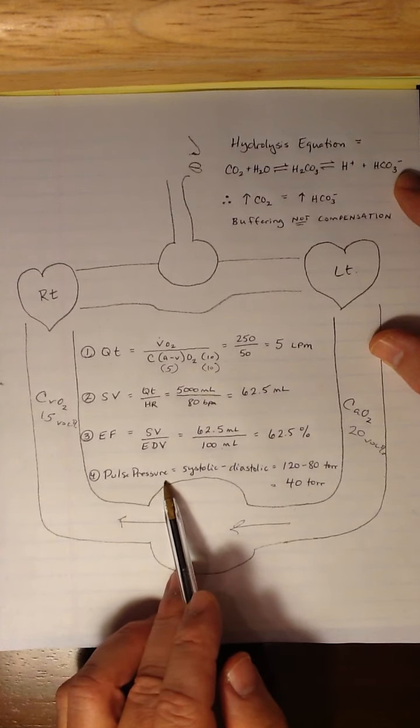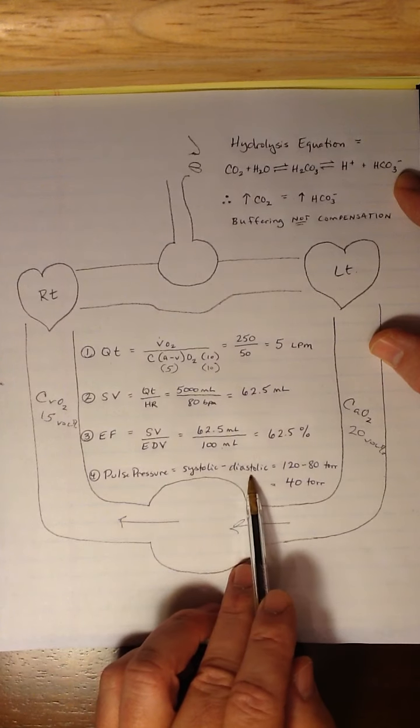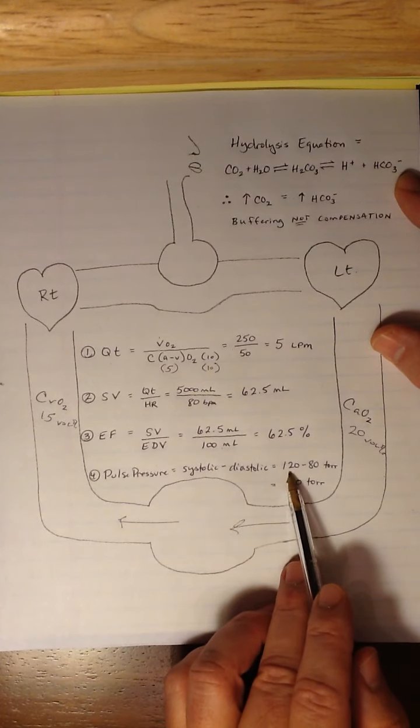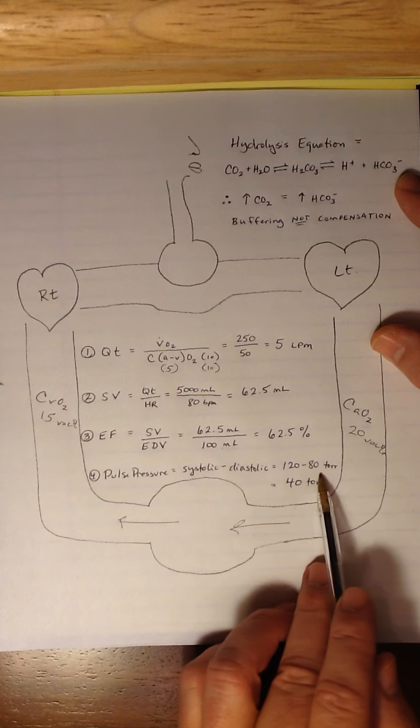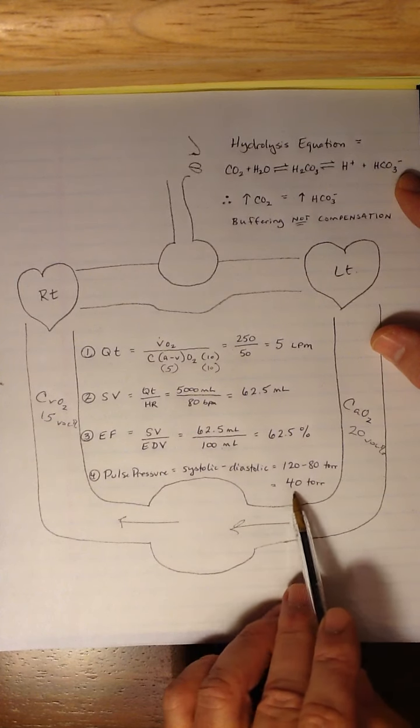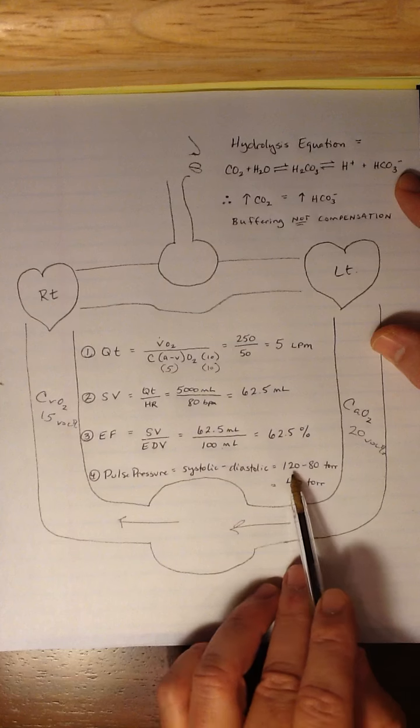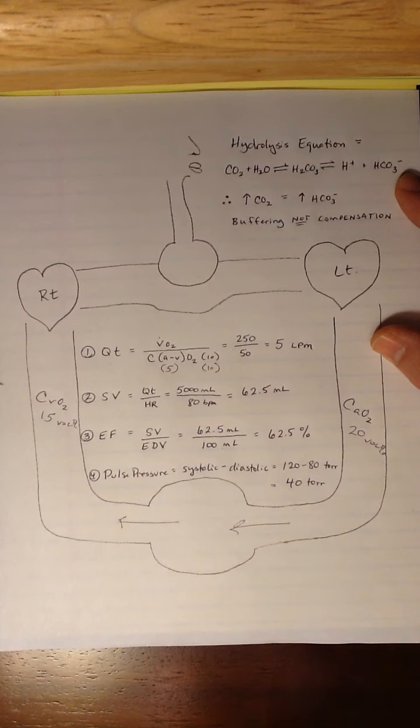Lastly, we'll look at pulse pressure. Pulse pressure is the systolic minus the diastolic pressure. So I have a normal arterial BP of 120/80, and the difference is 40 torr. So pulse pressure is the difference between the systolic and the diastolic. If you have any questions, please let me know.